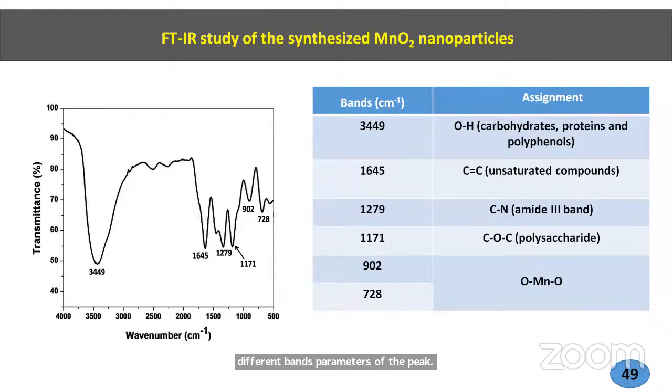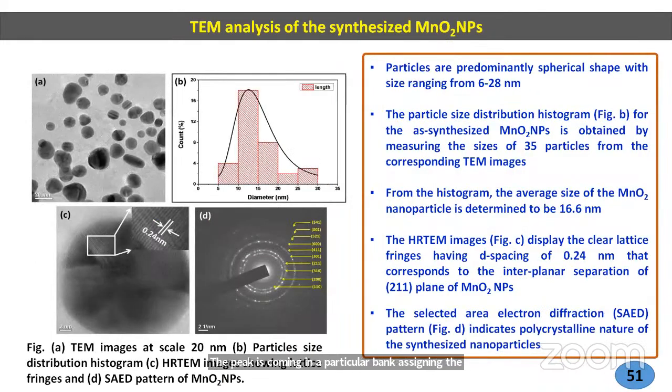The peak comes in a particular band, assigning the different materials present, and we could see the diffraction pattern distribution, and the HRTEM images showing lattice fringes. The particle size distribution shows the synthesized particle size, obtained by measuring 35 particles from the corresponding TEM image.